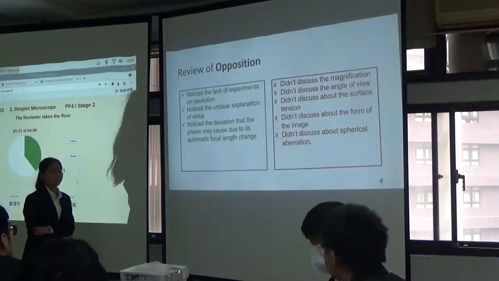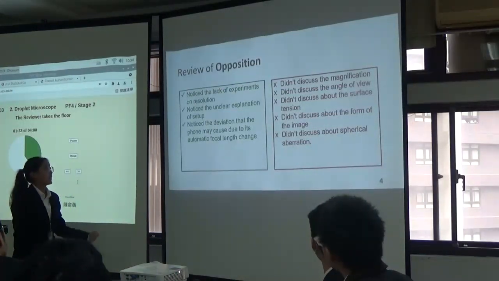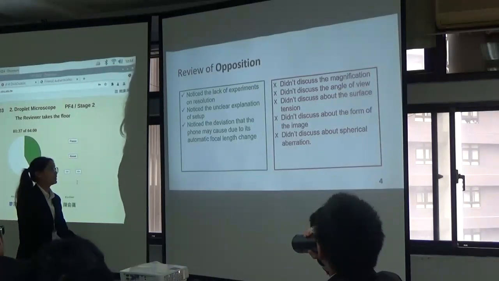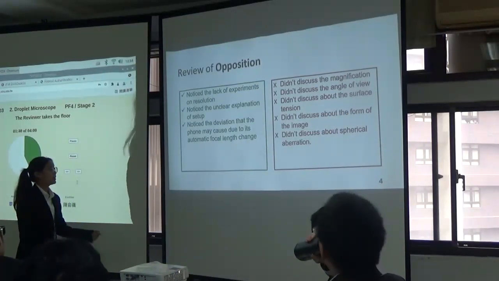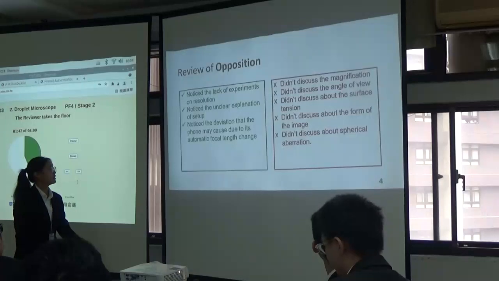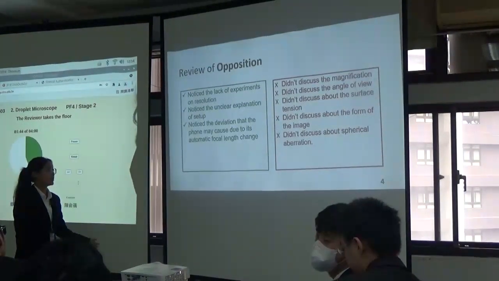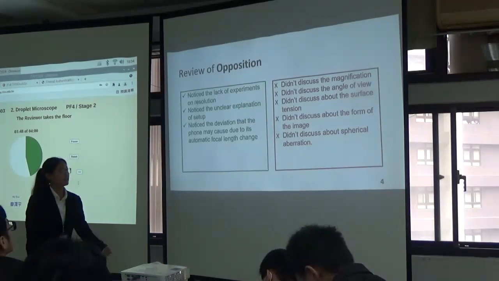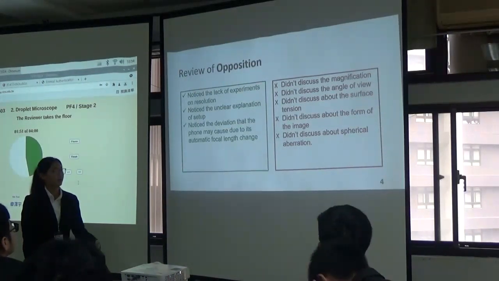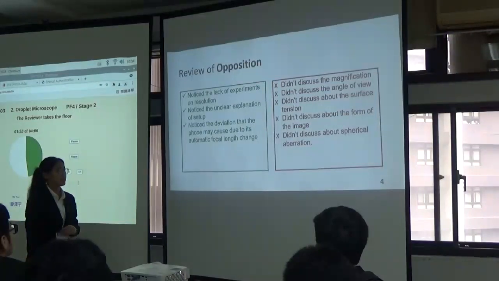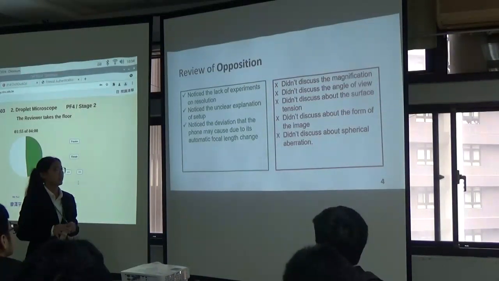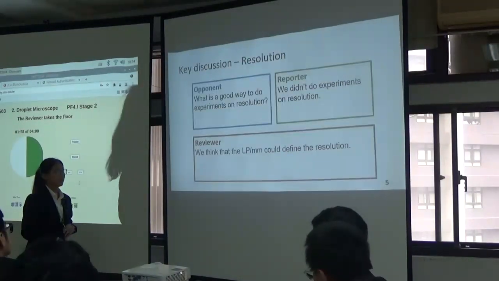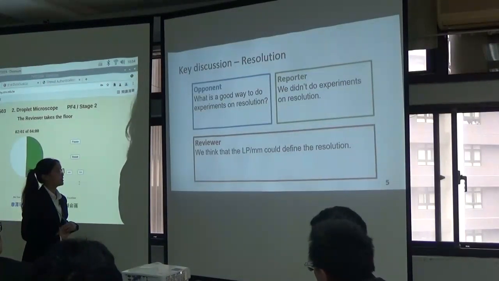For the review of the opposition, he noticed the lack of experiments on resolution, and noticed the unclear explanation of the setup. He also noticed the deviation that the phone may cause due to its automatic focal length change. But he didn't discuss the magnification a lot, and didn't discuss the angle of view, and also the surface tension and the form of the image. And they also didn't discuss the spherical aberrations, which I think will affect the phenomenon a lot.